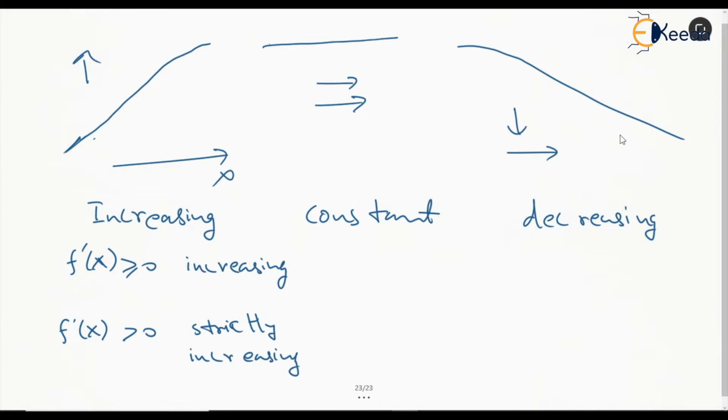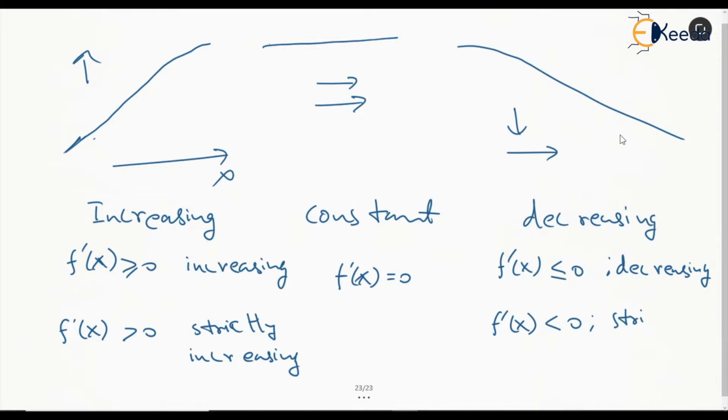For the constant case, the derivative will be 0, and for decreasing, mathematically the derivative will be less than or equal to 0. So this is decreasing. But if the derivative is always less than 0, it is strictly decreasing. So that is how we can check it mathematically, in the region defined.